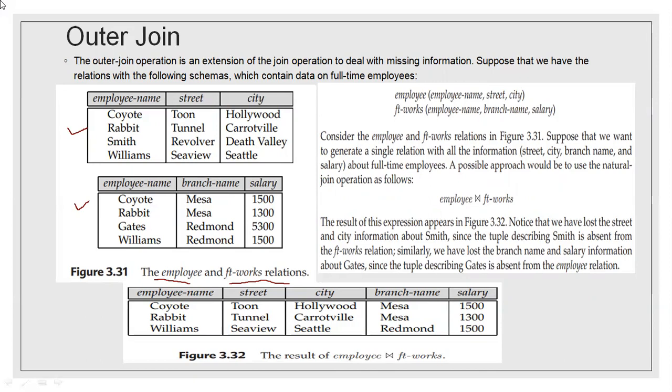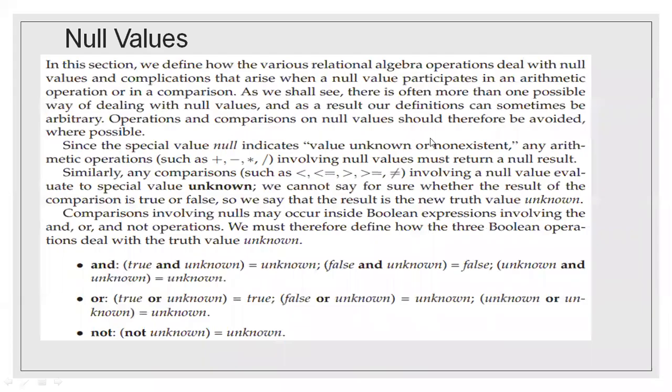So we have left outer join and right outer join. We are not going to see them in detail, but you must know what outer join is and why it is used. I hope you got it. Let us go to the next. Before that, let me clear the annotation, whatever I have done. Okay. Last is null values.